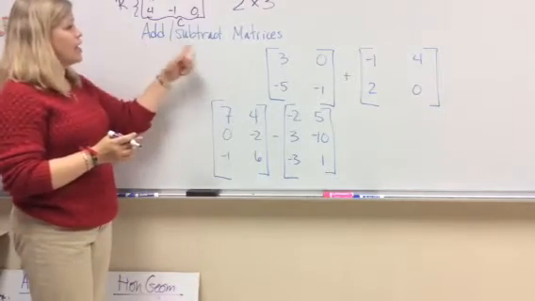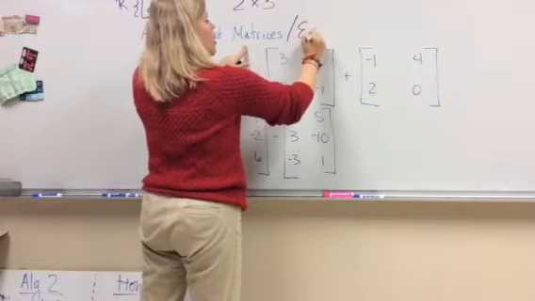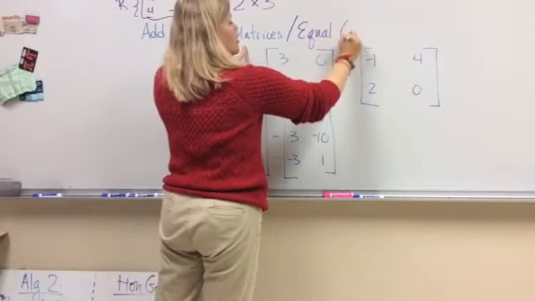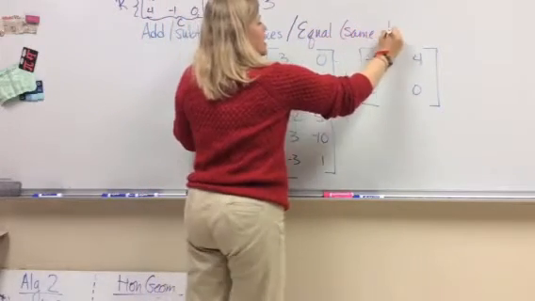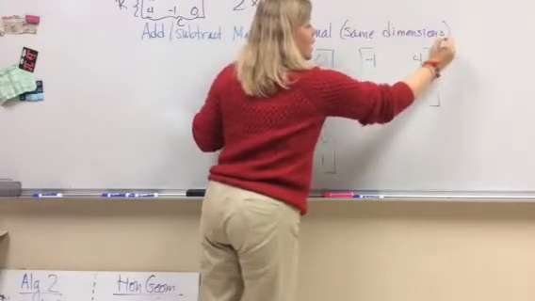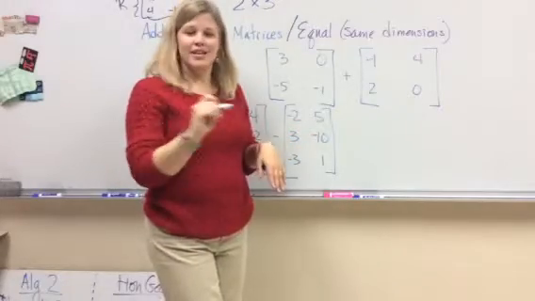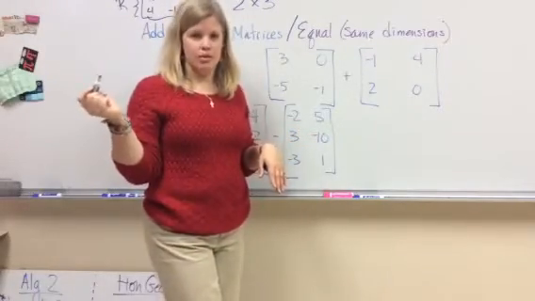To be able to add or subtract matrices, they have to be what we call equal, or in other words, they have to have the same dimensions. If they don't have the same dimensions, you cannot do it. And you write, Mrs. Roth, can't do this problem. What were you thinking? Okay?